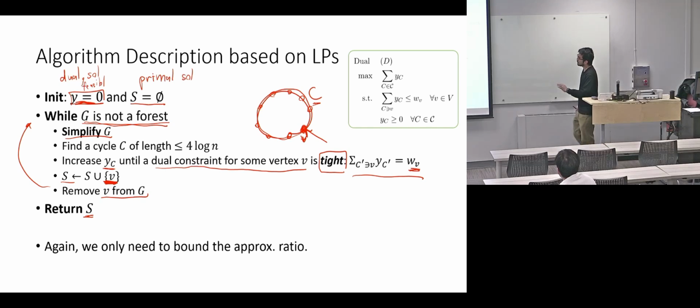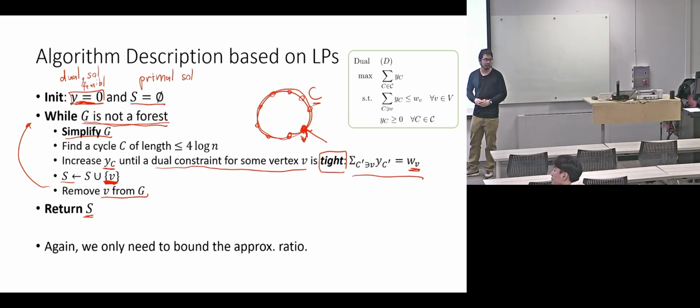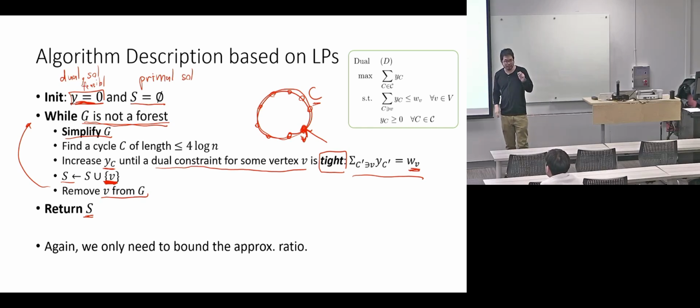By the way, this is a valid algorithm, but let's at least confirm that you can implement it in polynomial time, right? To simplify the graph, you can implement it easily: keep contracting the nodes with degree 2. How can you find a cycle fast? Just BFS. It really follows from our proof. You just set a BFS from some node, grow the tree, and at some level you will find a cycle.